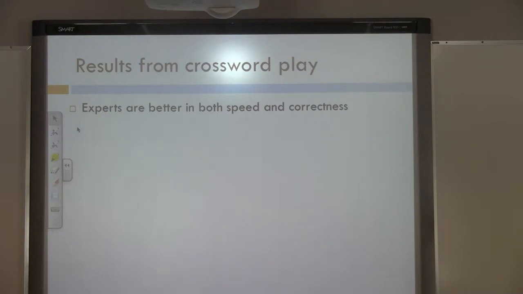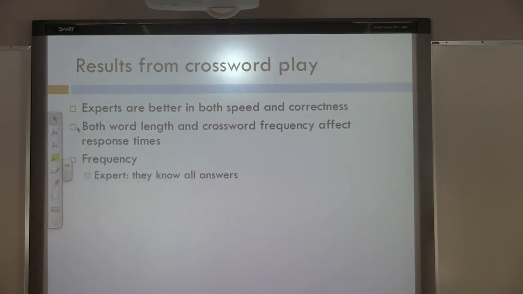From this study, we found that the experts are better in both speed and accuracy. Both word length and crossword frequency affect response time. Crossword frequency is the number of crossword clue and answer pairs that appear in major newspapers such as USA Today or the New York Times. For the frequency effect in the experts, that might be because they solve puzzles a lot, so they know the answers.